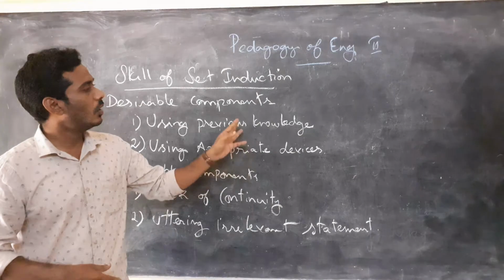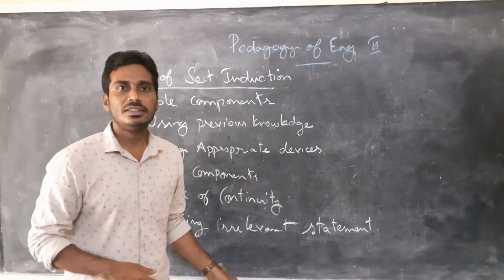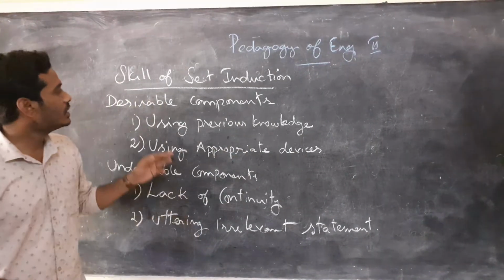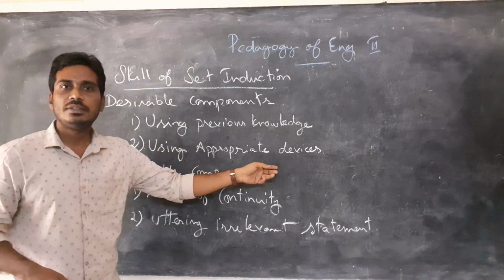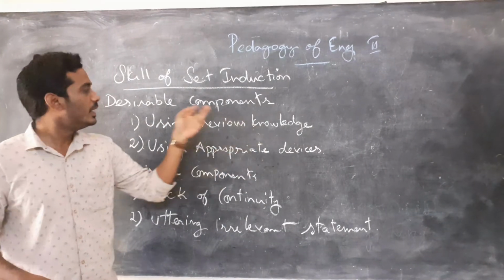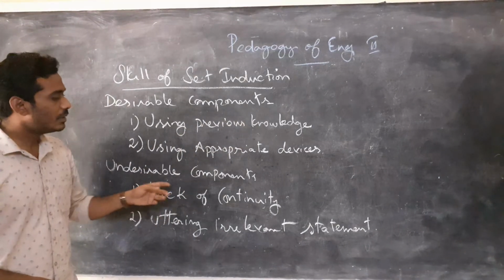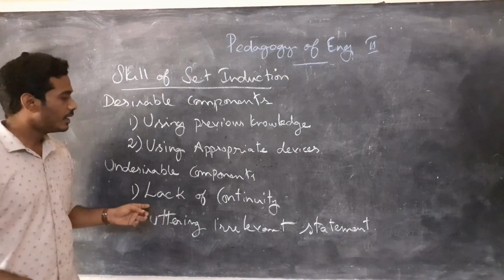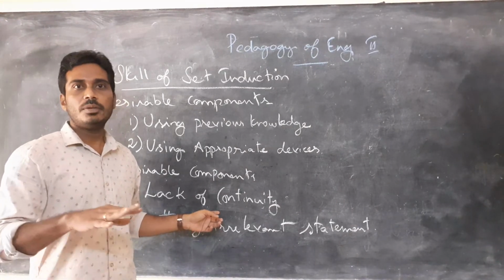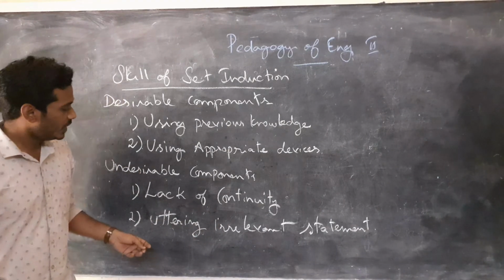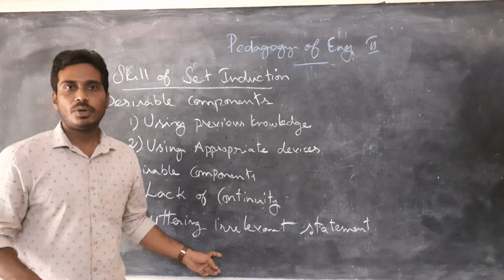So these are the components of the microteaching skill of set induction. The first is using previous knowledge and the second is using appropriate devices. These two are desirable components. The undesirable components which you should avoid are lack of continuity, since there should be continuity in your teaching and you should not break it, and uttering irrelevant statements.